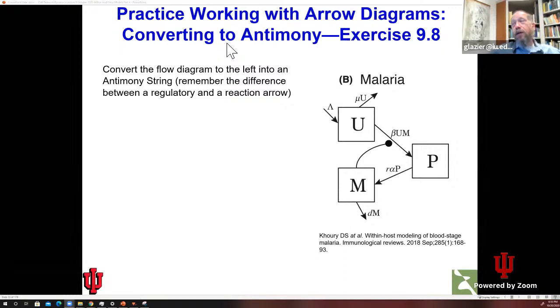This is a model of within-host malaria replication. And of course, it's not a virus. Malaria is a eukaryotic parasite. It has some very strange properties. Actually, bad as viruses and bacteria are, eukaryotic parasites are much more insidious.